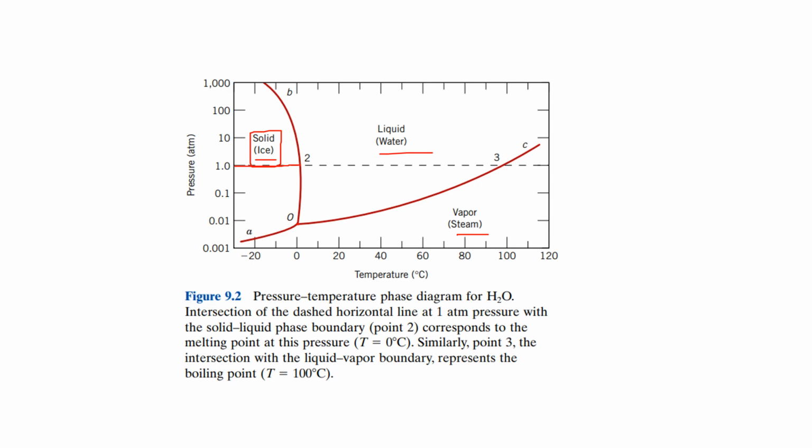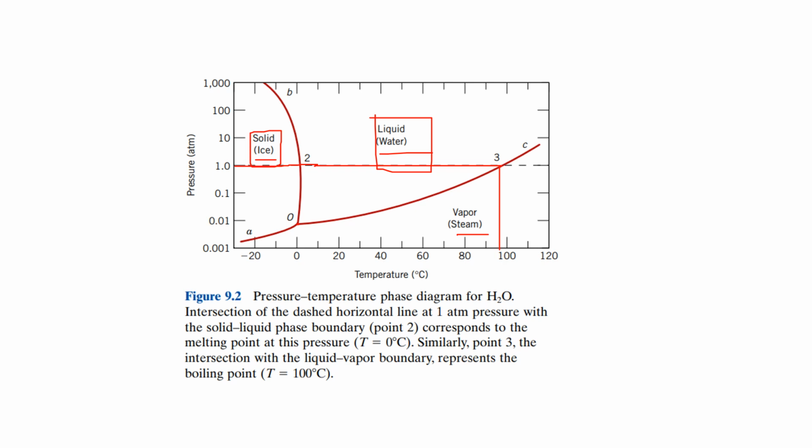Similarly, at constant pressure, 1 atmospheric pressure, when we add heat to the water, when that solid boundary is crossed, the water is converted from solid to liquid. Similarly at point 3, we can touch the boundary which separates the liquid from vapor. At point 3 and at a temperature about 98 degrees centigrade, the liquid state of water is converted into vapor state.